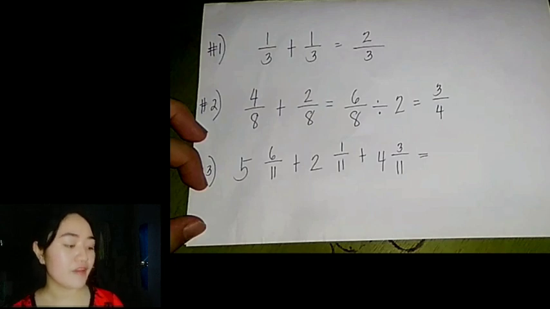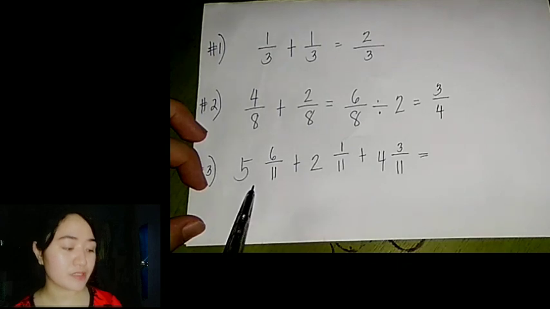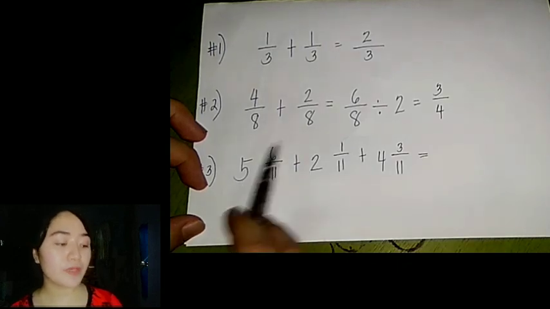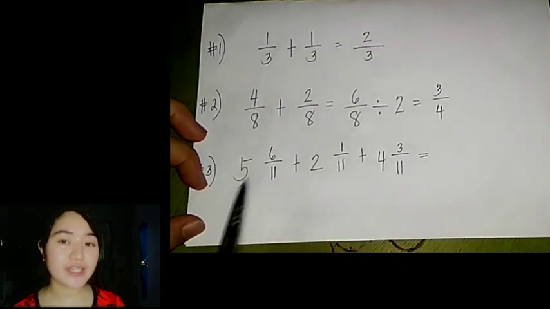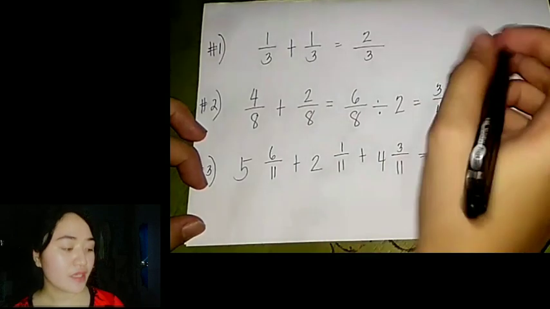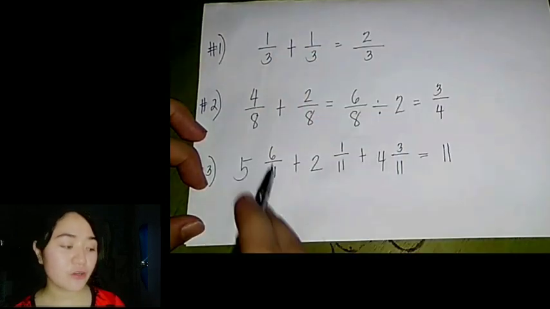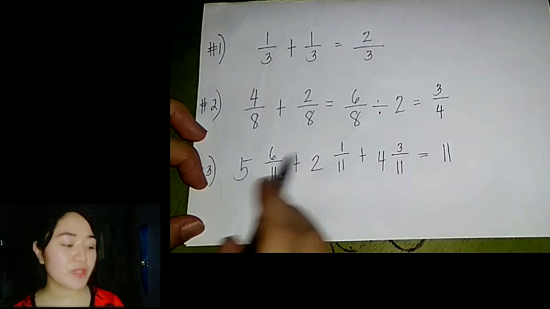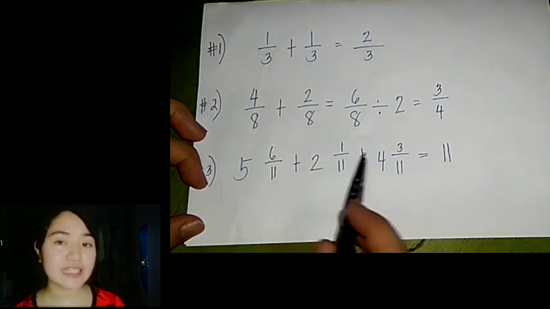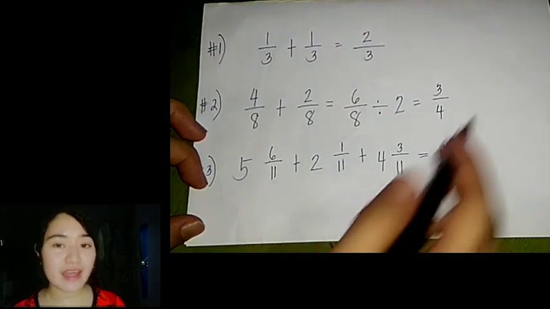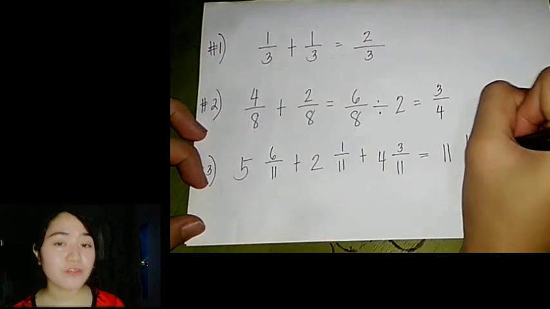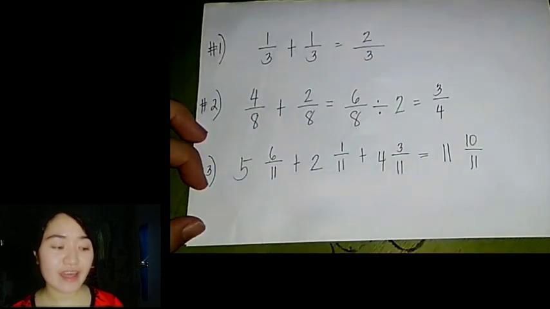Next naman, 5 and 6/11 plus 2 and 1/11 plus 4 and 3/11. So, unahin muna natin yung mga whole numbers. So, 5 plus 2 is equal to 7 plus 4, that is 11. And then, proceed na tayo doon sa numerators. 6 plus 1 is equal to 7 plus 3, that is 10. And then, copy 11 na denominator nila. So, ang answer ay 11 and 10/11 at ayun na rin yung simplest form.